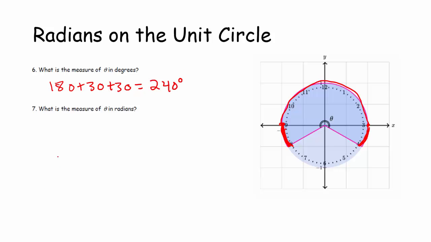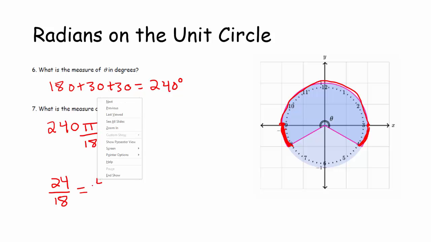240 degrees. And if we wanted to do that in radians, remember to convert from degrees to radians, you multiply by pi over 180. And then we just reduce the 240 over 180. I'll do that down here. So I could divide both by 10. I would get 24 over 18, and then 24 and 18 are both divisible by 6. So that's 4/3. So 240 pi over 180 is 4 pi over 3.